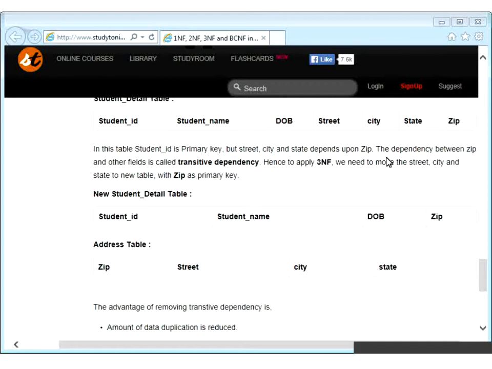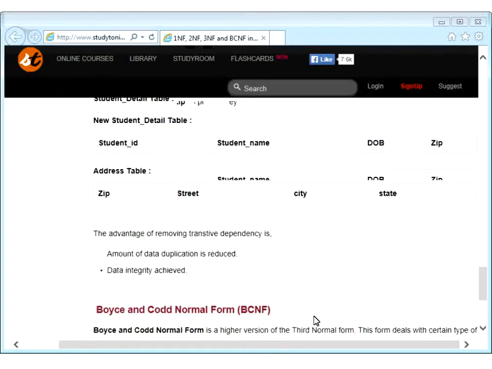So you can remove it by splitting your tables into multiple tables and separating the information which is depending on some other key. So you have removed the transitive dependency. So now the amount of data duplication is reduced and data integrity is achieved.